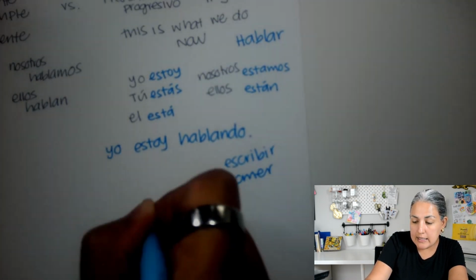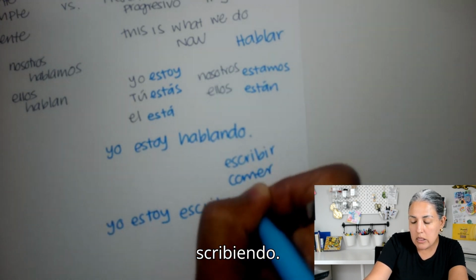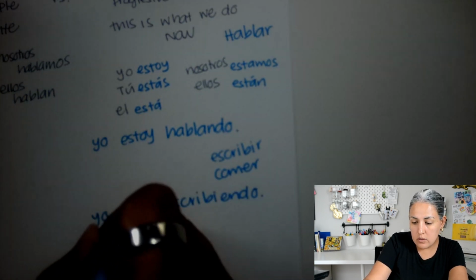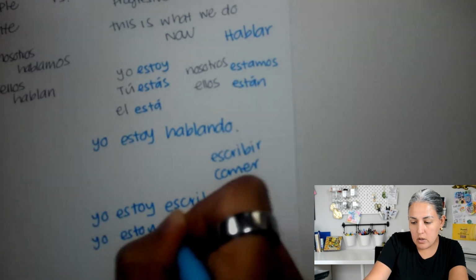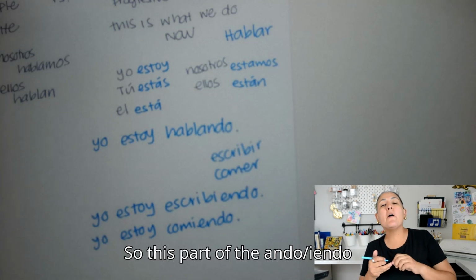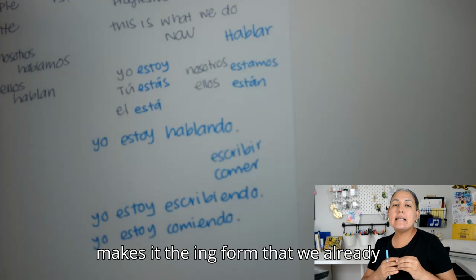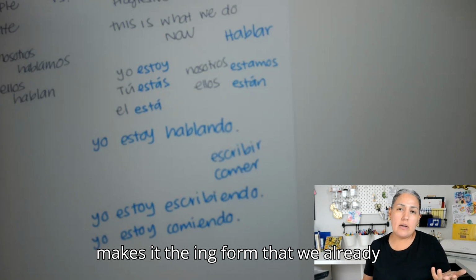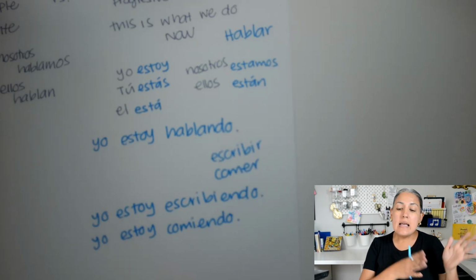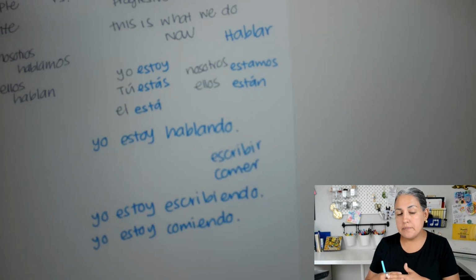Yo estoy escribiendo. Yo estoy comiendo. So this part of the ando, iendo, makes it the ing form that we already know in English. So simple present, yo hablo. Progressive present, yo estoy hablando.